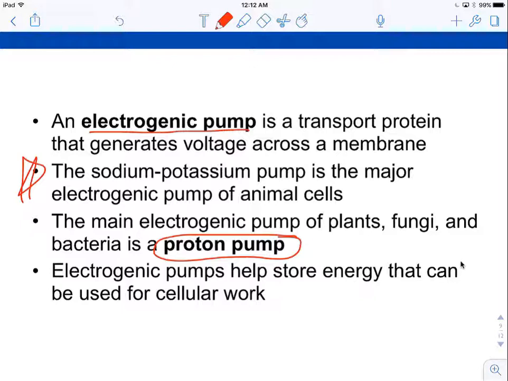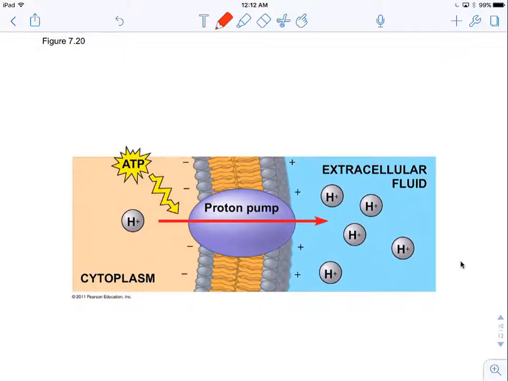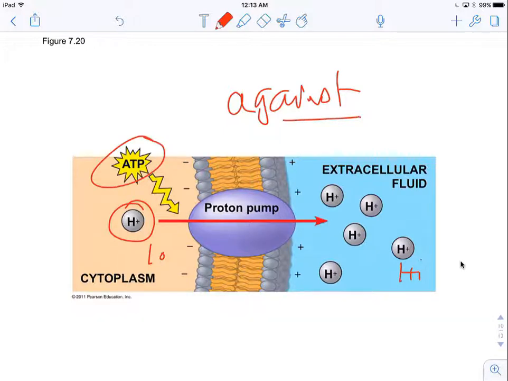And proton pumps basically function similarly to the sodium-potassium pump in that, again, it requires energy to move ions against their gradient. Okay. Electrogenic pumps store energy in the gradient, and then that gradient, the energy in the gradient, can be harnessed for cellular work. So let's have a look. So here's an example of a proton pump. So it is pumping protons, or H+, across the membrane from an area of low concentration to an area of high concentration. Because it's going against the gradient, it's going to require ATP. Okay, so we're creating this concentration gradient as well as a charge gradient, way more positive charge out here than there is inside the cell.